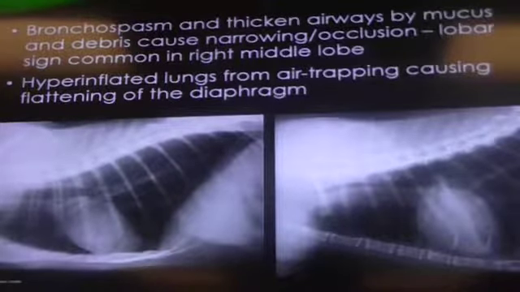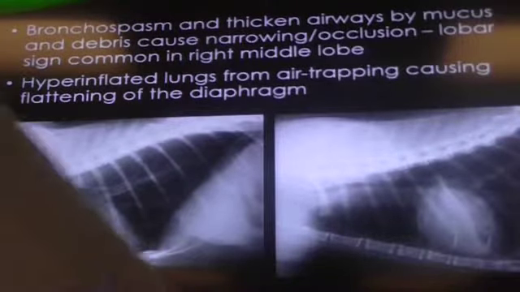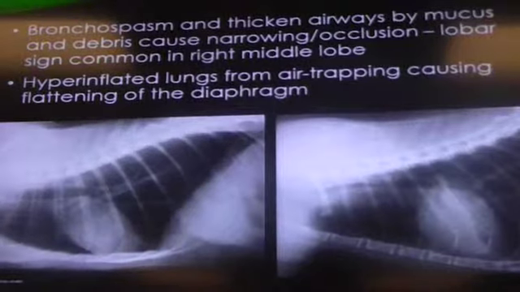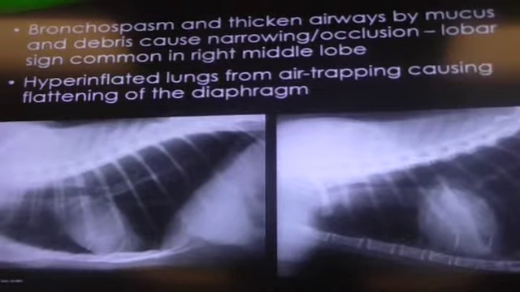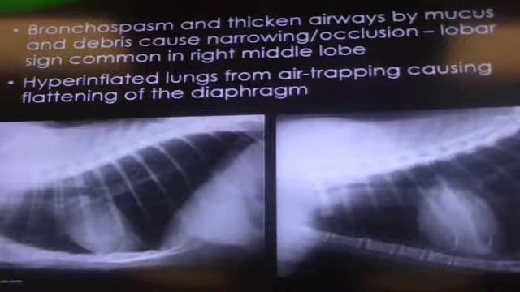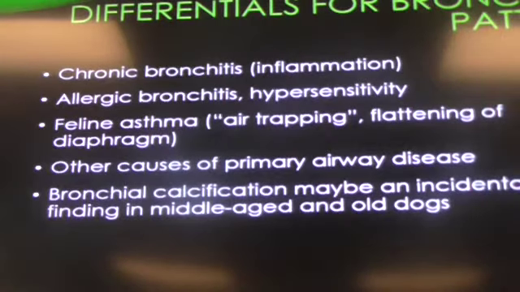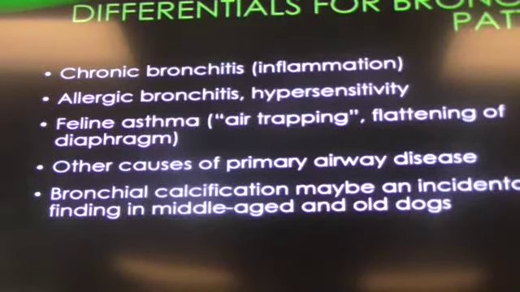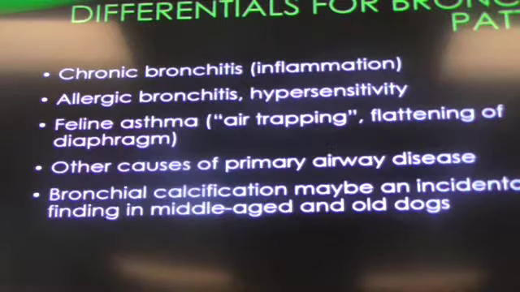Is there a question? I was going to ask you for the angle, but you said you used the cervical vertebrae. Yeah, usually the thoracic vertebrae we use to see how far the lungs are extending. Okay? And bronchial calcification, like I told you, it can happen in older dogs. Okay?